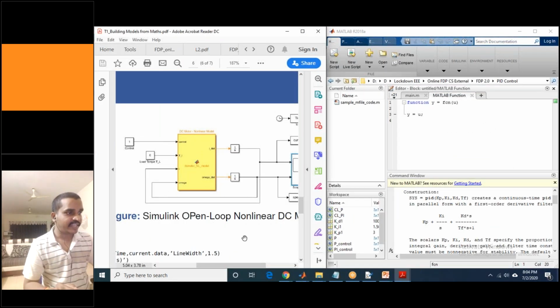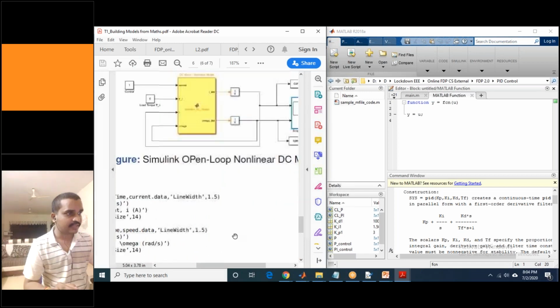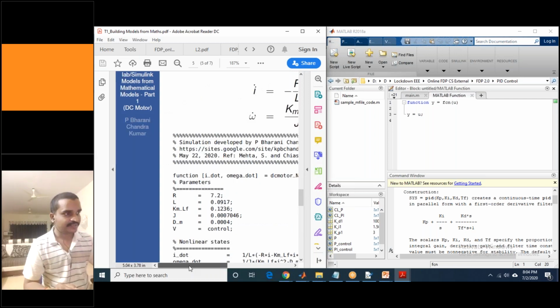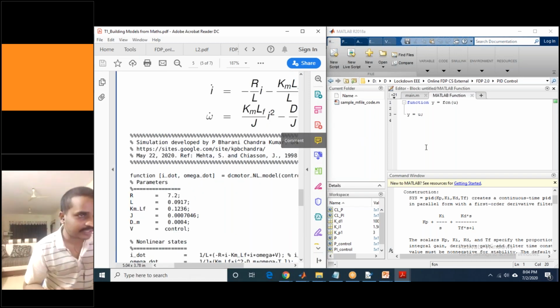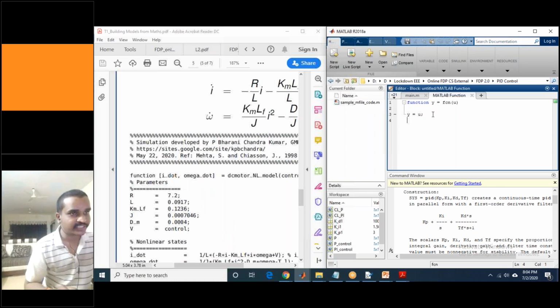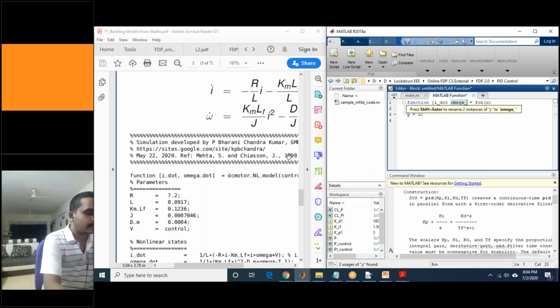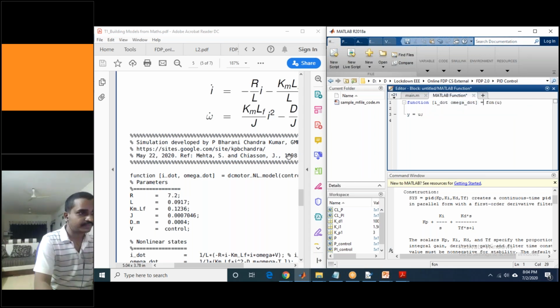But what is required inside this? These are tiny things. Whatever fancy things you are seeing, I have just added for commenting and other purposes. I need two outputs here. The two outputs will be I underscore dot, omega underscore dot, and closing this. The function I'm just naming DC_motor_model, and then the inputs.